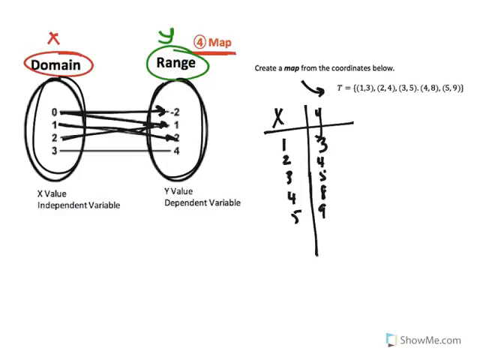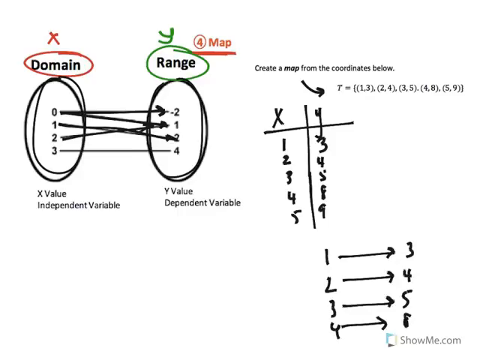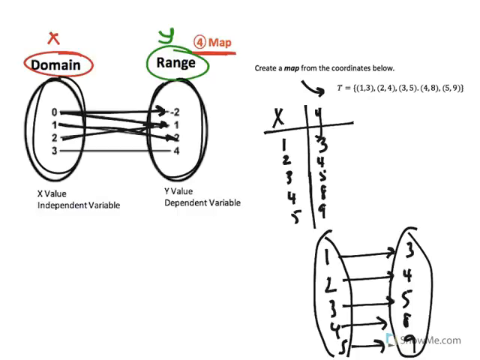Okay. And then now we take those values and we draw the arrows. We then draw a circle around the domain and a circle around the range. And this is called a map.